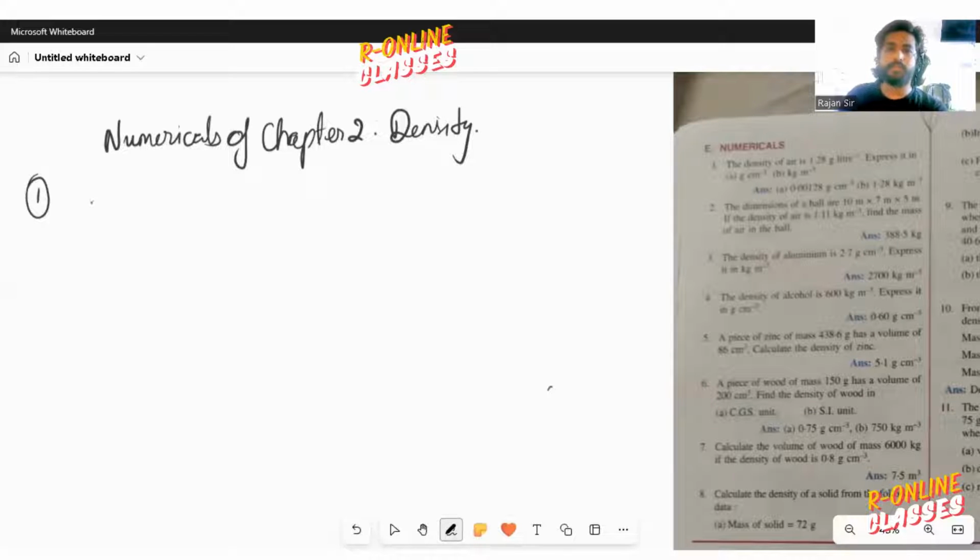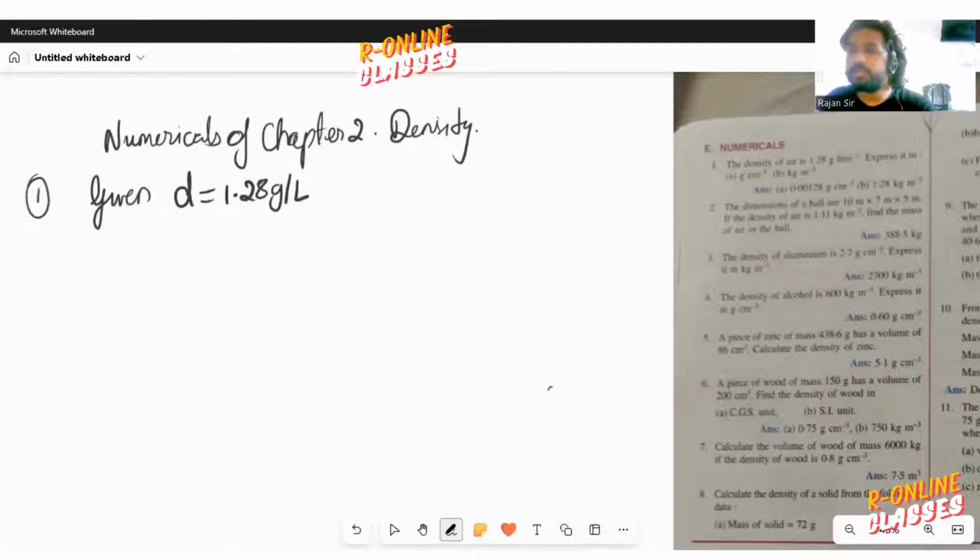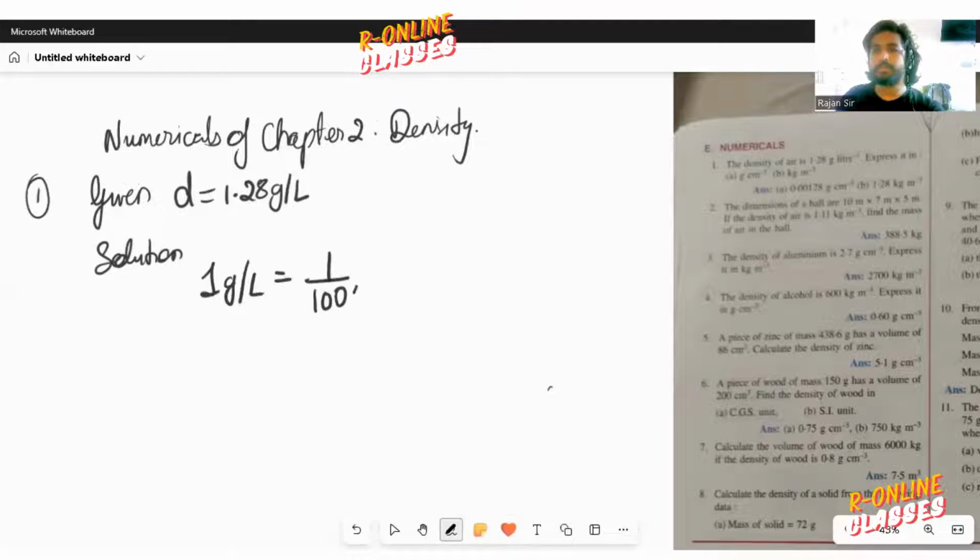So that is density given. So you write given density equal to 1.28 gram per liter. Express it in gram per centimeter cube and kg per meter cube. So for the solution, we understand 1 gram per liter is 1/1000 gram per centimeter cube.